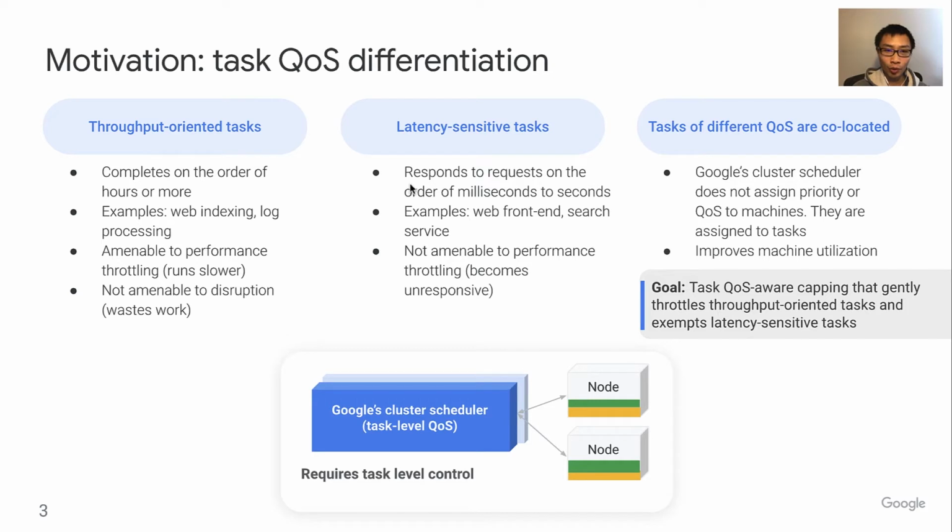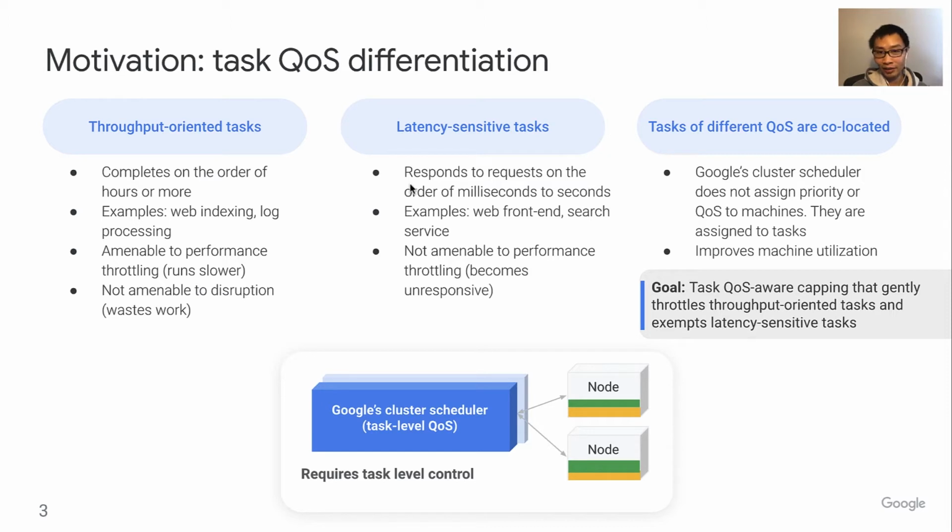How can we do throttling without violating SLOs? We have to respect the tasks' different quality of service. Broadly speaking, there are two types of tasks: throughput-oriented and latency-sensitive. Throughput-oriented tasks only need to complete on the order of hours or more. Examples are web indexing and log processing. They are amenable to performance throttling because they run slower, but that's okay as long as they can still complete in time. They're not amenable to disruption because it wastes work and may potentially violate throughput SLOs.